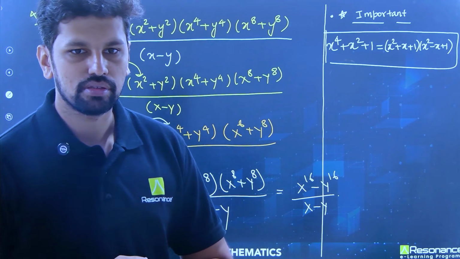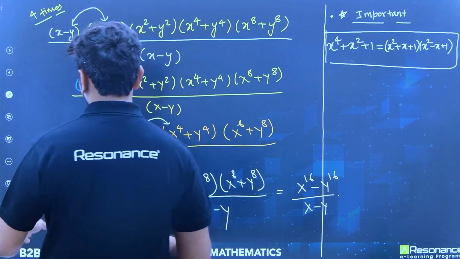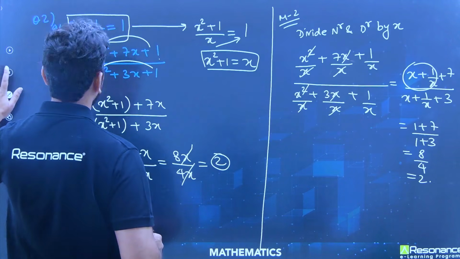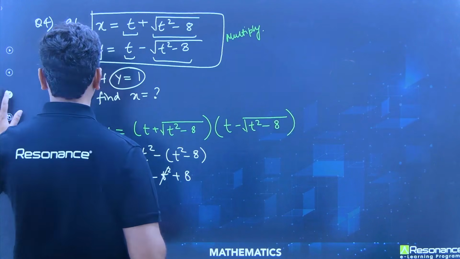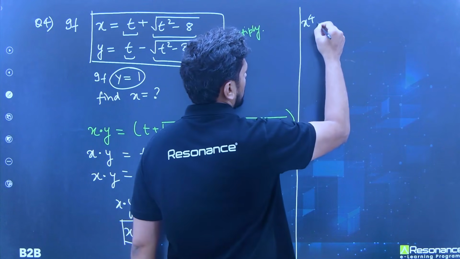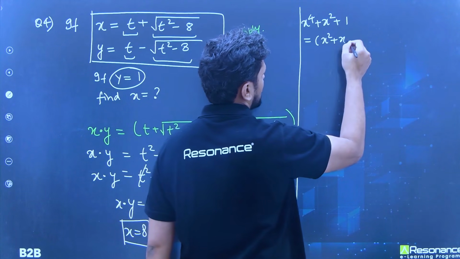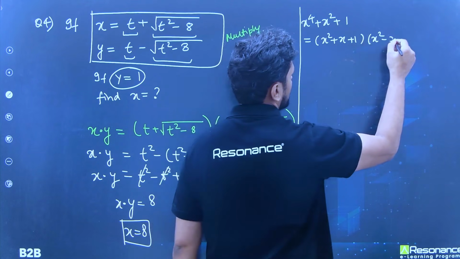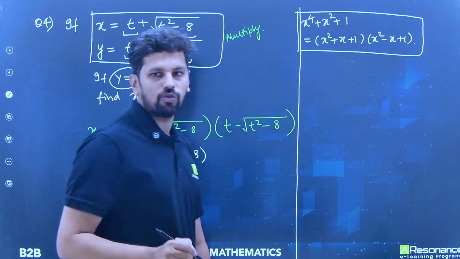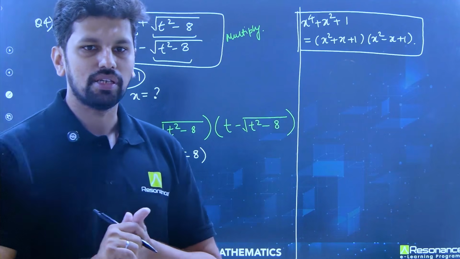It's not visible? Okay, then let's see. We can get space here, I think. Yes. x to the power 4 plus x square plus 1 can be written as x square plus x plus 1 into x square minus x plus 1. This is the factorization of x to the power 4 plus x square plus 1. Okay, it's visible.